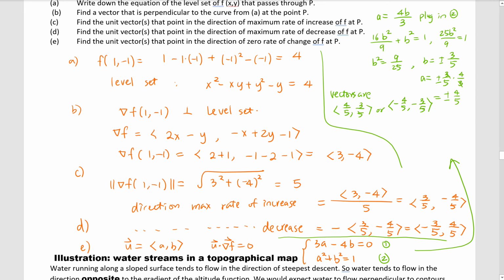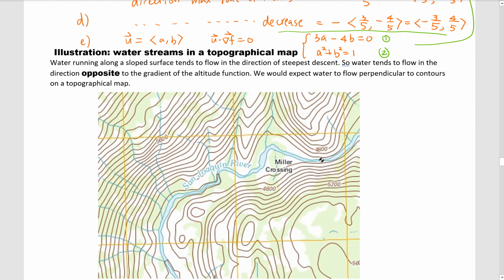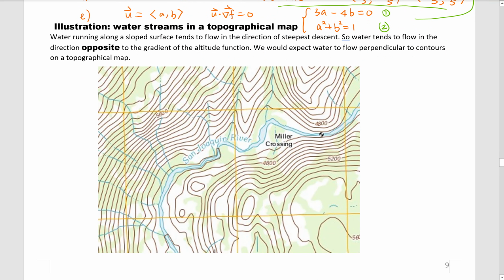Okay, next illustration. Water streams in a topographical map. Water running along a sloped surface tends to flow in the direction of steepest descent. So water tends to flow in a direction opposite to the gradient of the altitude function. So we would expect water to flow perpendicular to the contour on a topographical map. Okay, you can see last time we talked about those lines, the level curves or level sets.